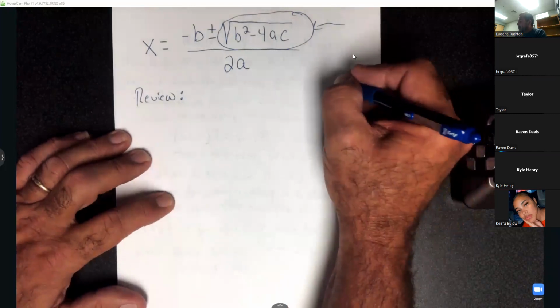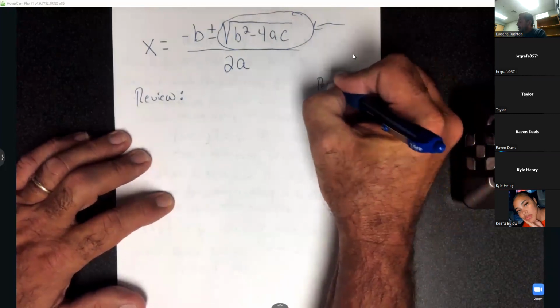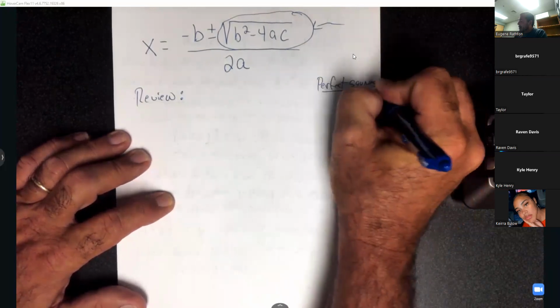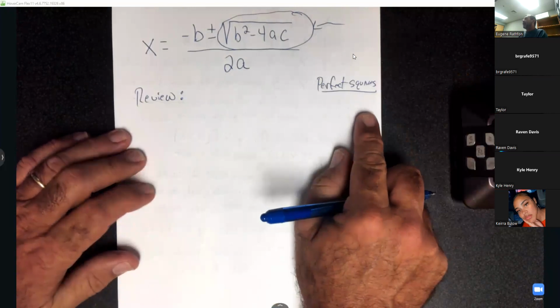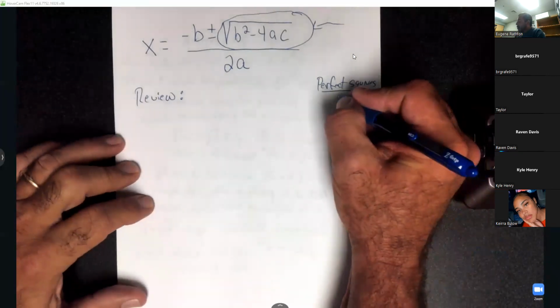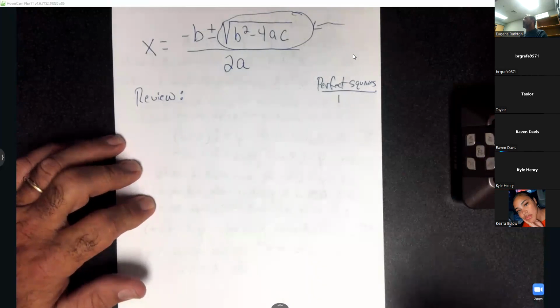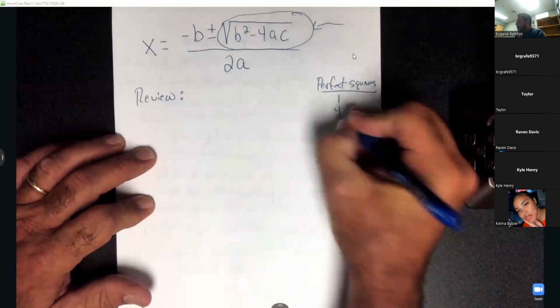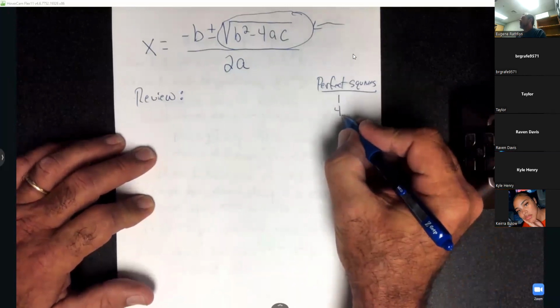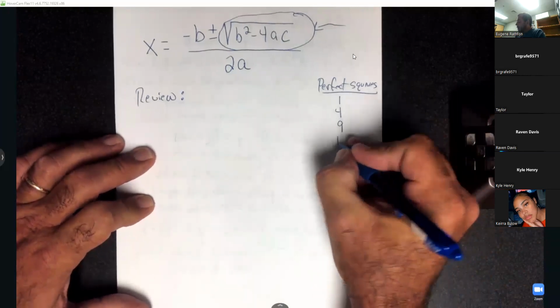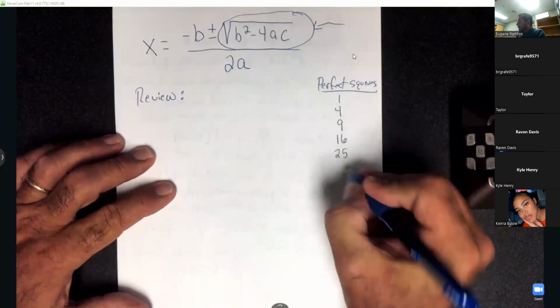Now, I'm going to make a list of numbers that I call perfect squares. Perfect squares are numbers that multiply by themselves, and they have perfect square roots. So 1's the smallest square because 1 times 1 is 1. Square root of 1 is 1. 4 is the next perfect square. Square root of 4 would be 2. So let me write the ones I'm sort of worried about at the moment.